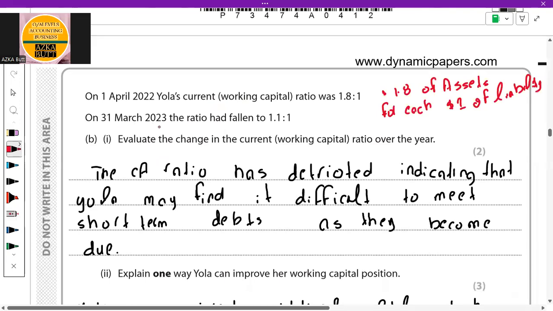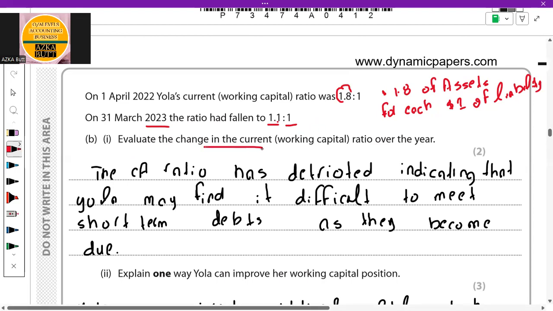On 31st March 2023, the ratio has fallen to 1.1 to 1. It means their assets have decreased against their liability. Previously they had $1.8 of assets for $1 of liability, but now they have only $1.1 of assets for each $1 of liability. So as you can see, maybe in future we will not have proper and sufficient assets to meet our debts.